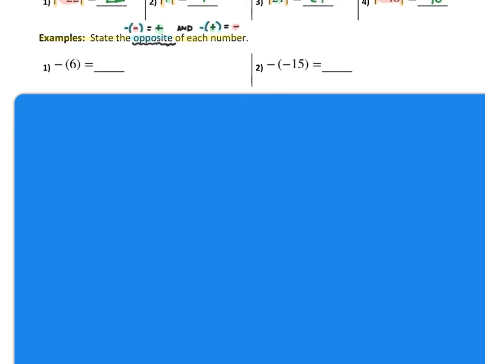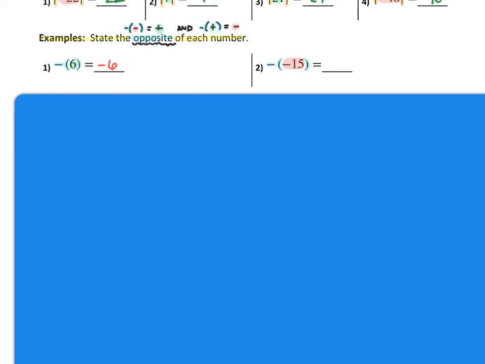Let's now look at some examples where we would have to state the opposite of integers. Please note that whenever we take the opposite of a negative number, you get a positive number. And whenever we take the opposite of a positive number, we get a negative number. So in other words, we're just changing the sign. So we're changing the sign of whatever number is on the inside of those parentheses. So for example 1, since we're taking the opposite of a positive number, a positive 6, the opposite of positive 6 is negative 6.